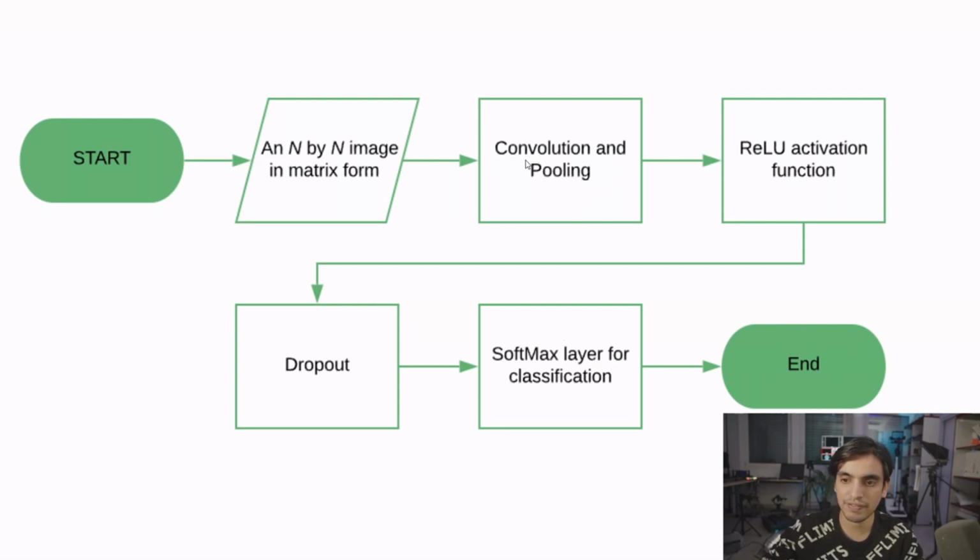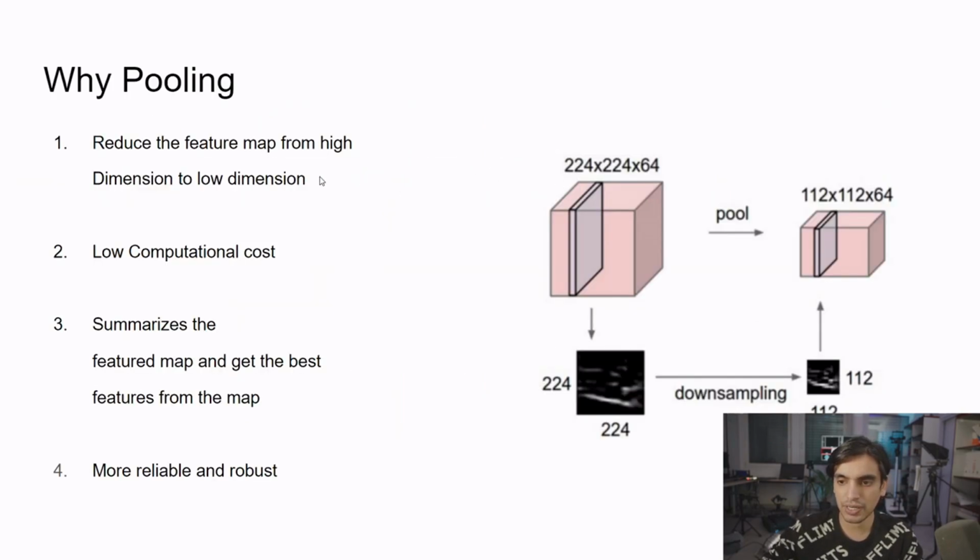So we will see first what is pooling and why we need pooling. Pooling is actually reducing the feature map from high dimension to low dimension. For example, here is our feature map, which is of size 224 cross 224 cross 64. This is the height, width and the number of layers. If we perform pooling on this feature map, we will get a new feature map with reduced dimensions in height and width, but it has the same number of layers.